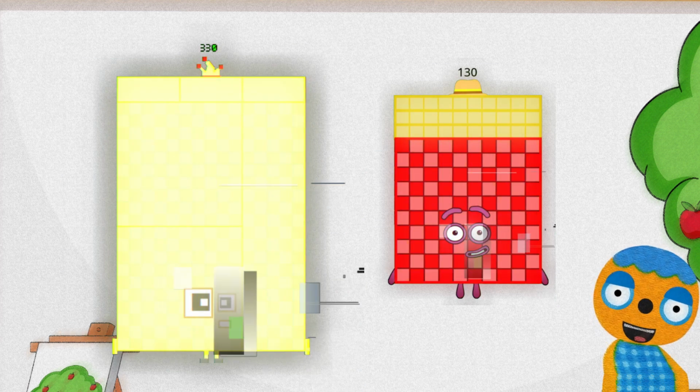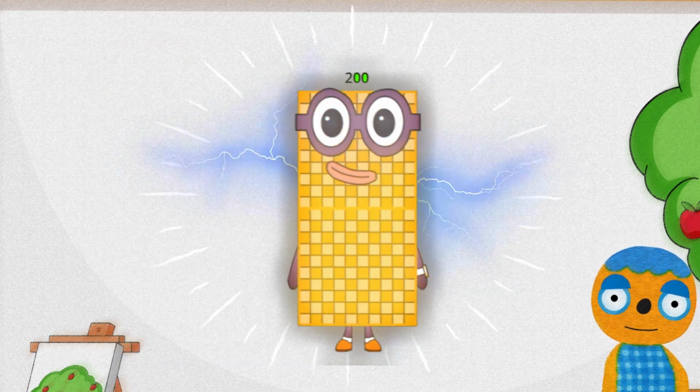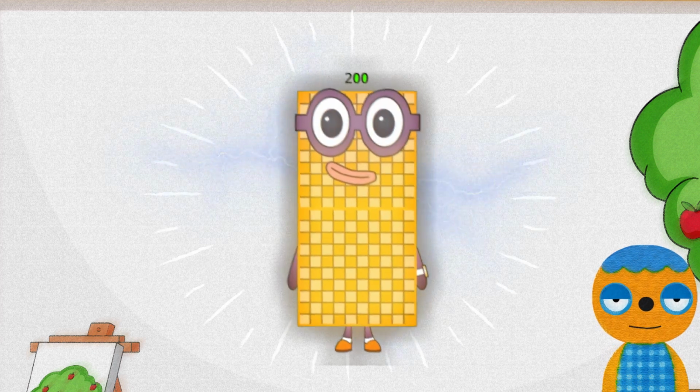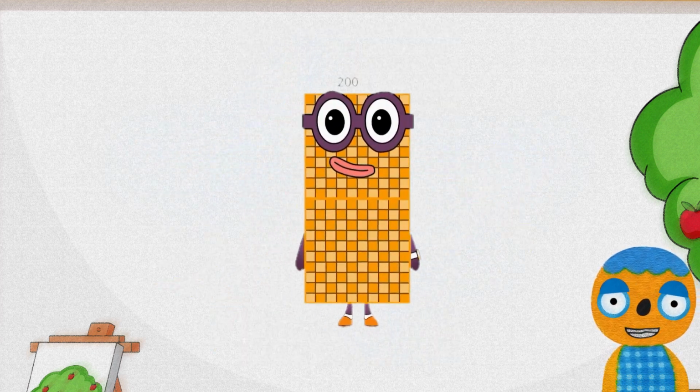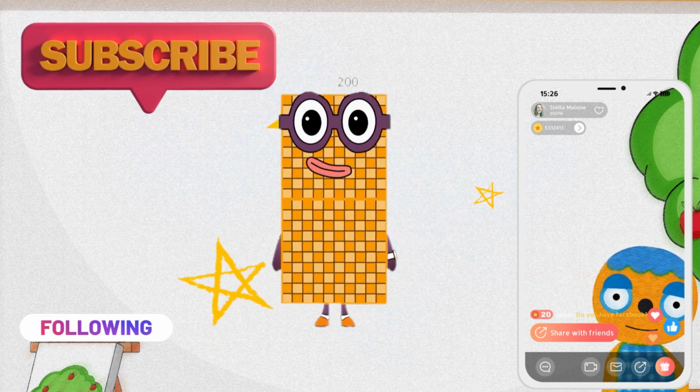What do you get if 330 gives away 130? 200. 330 drops 130 and leaves 200 glowing.